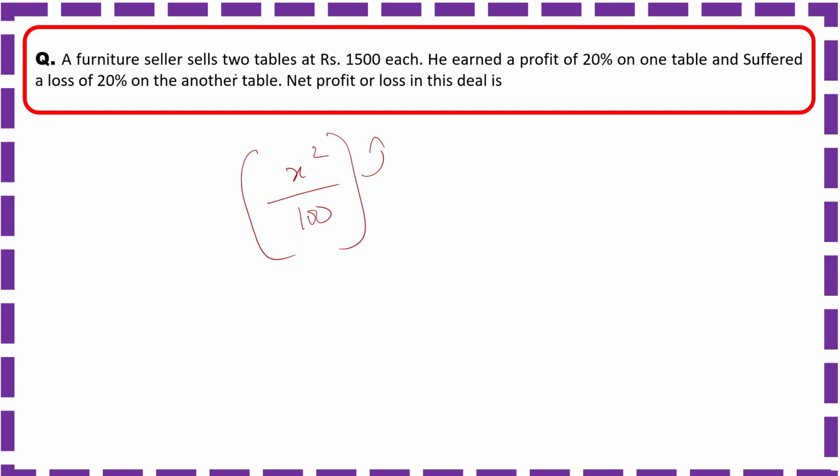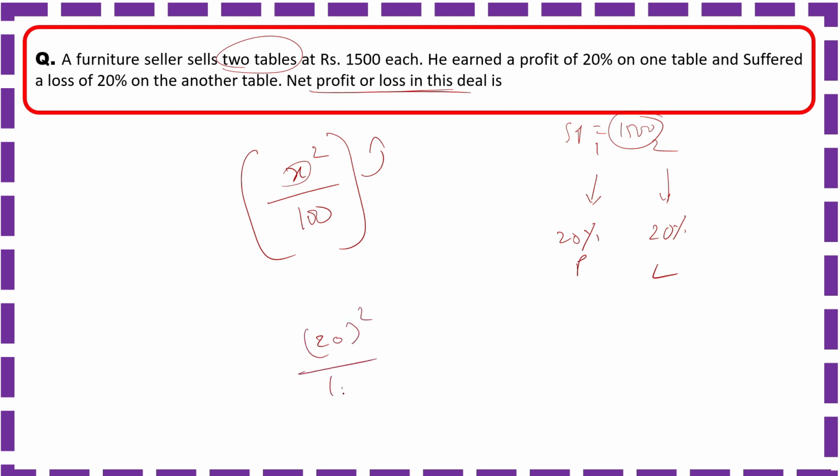See here, a seller sells 2 tables, right? Table 1, table 2. On this one we got 20% profit, whereas for table 2 we got 20% loss. The selling price of both the tables is the same, which is 1500. So what is the profit or loss in this deal? We know X is 20%. So 20 square by 100, that is 4% loss.